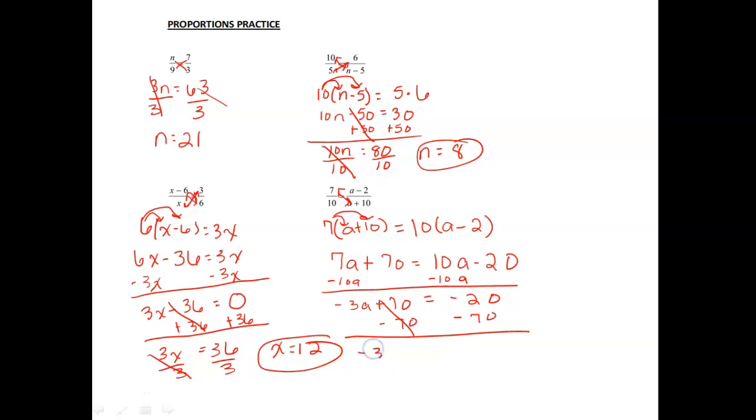Going a little faster because you all know how to solve equations. Negative 20 and negative 70 is negative 90. So I'm going to get a by itself. Divide both sides by negative 3. A equals positive 30. Right? Negative 90 divided by negative 3 is positive 30.